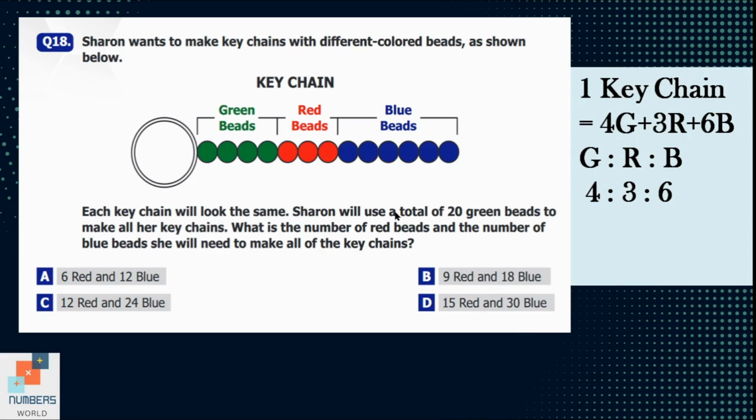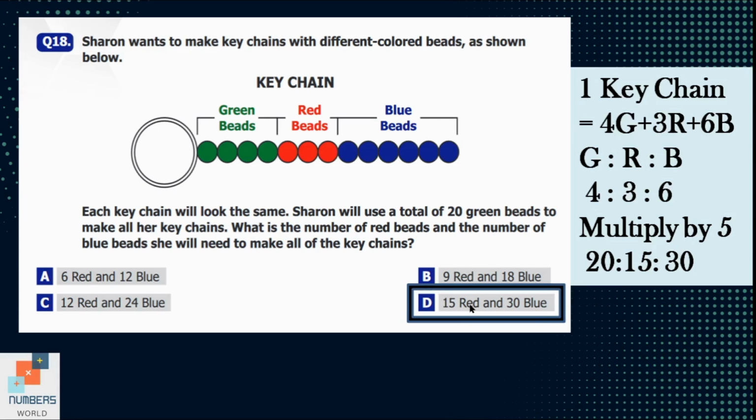As she is going to use a total of 20 green beads, we will see how we can get that. 4 what's are 20? 4 5s are. So we will multiply all the numbers by 5 to get a new ratio. So she got 20 green beads, 15 red, and 30 blue beads. So option D is the correct one.